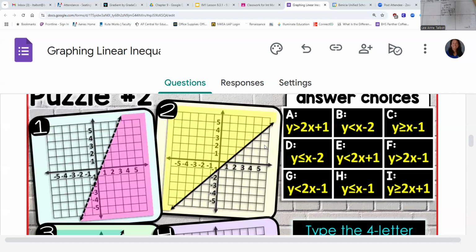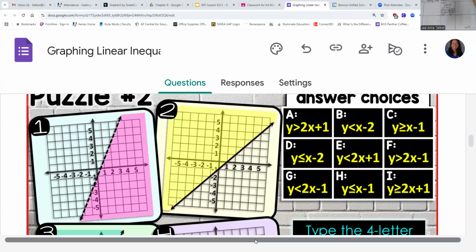You guys want to do number 2 together? Or do you get it? Anybody? Okay. So what's the y-intercept for number 2? Okay, and then it's +1 slope and it's solid. So our options are C or H.